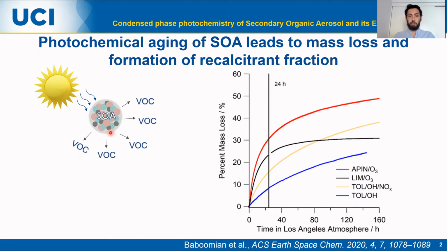So that's what we did in our previous study. We looked at the percent mass loss as a function of time spent in the Los Angeles atmosphere for a variety of different SOA types. What's important to see here is that when we have sunlight present, we lose mass, so the percent mass loss goes up. But more importantly, after about a week in the atmosphere, you can see that you reach a plateau. All these curves start flattening out. What that means is you have some fraction of SOA that remains that won't degrade any further with sunlight. That's what we're calling this photorecalcitrant fraction.